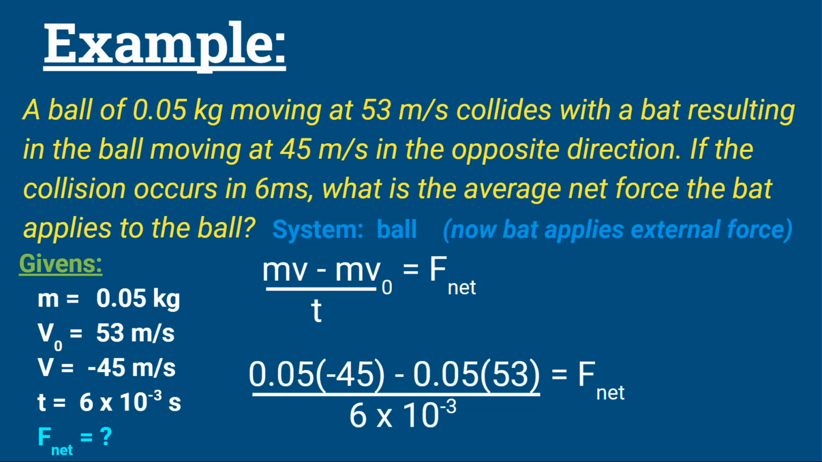If I plug in the values that I have in this question, my mass is 0.05, my final velocity is negative 45, my initial velocity is 53. Of course, the mass doesn't change. So I have that as my numerator, and then divided by my time, 6 times 10 to the negative third, equals net force. Again, from here, you just put this into your calculator, and you should get a net force of negative 816.67 newtons. Does anyone have a question about this particular example?